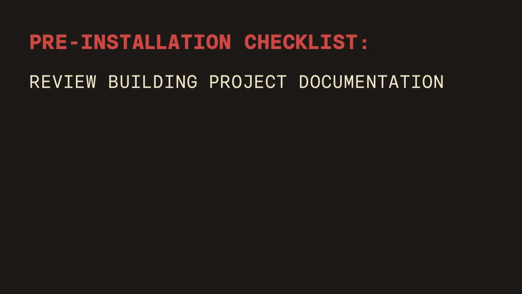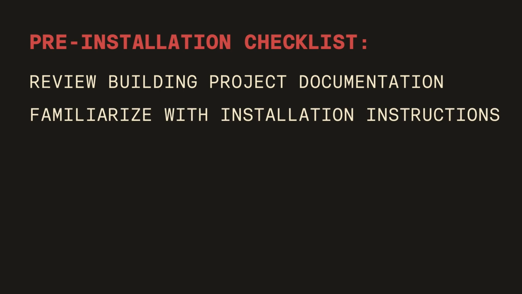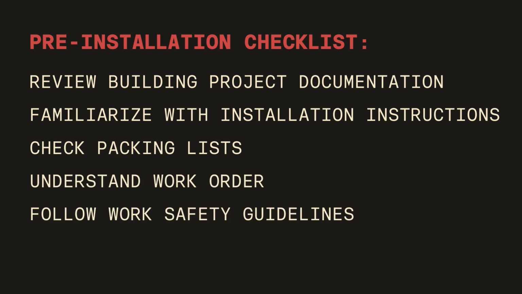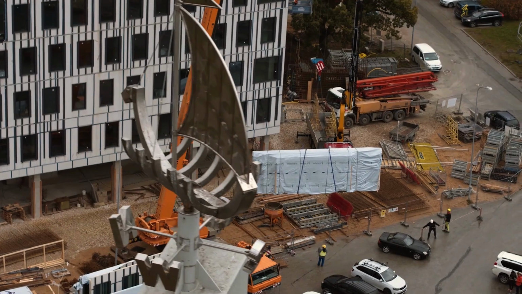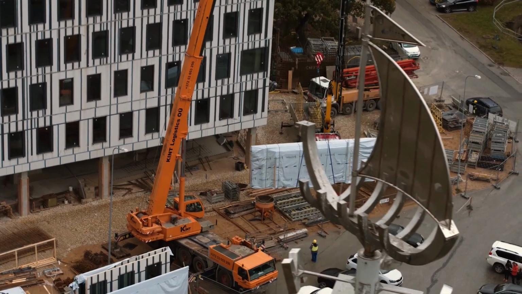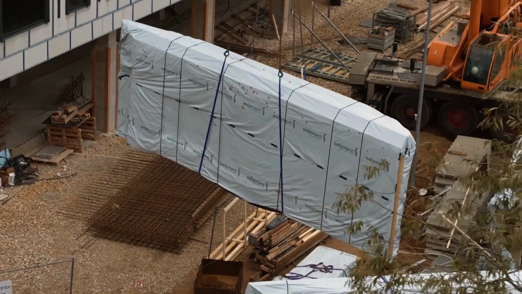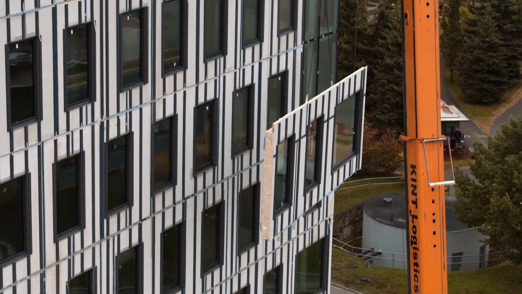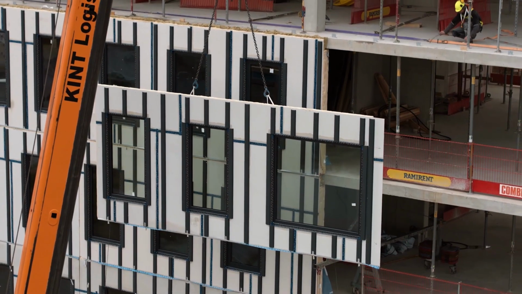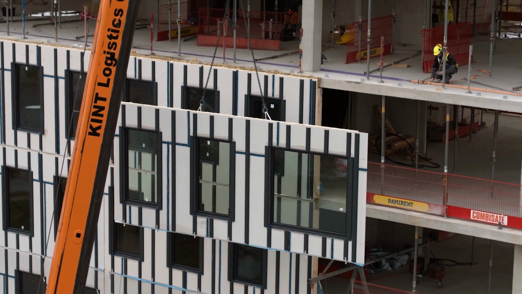Before installation, element installers must familiarize themselves with the building's project documentation, including plans, views, and joints. They must also familiarize themselves with installation instructions, packing lists, work order, work safety, and other important information related to installation work. Before the start of element production, the installation sequence is agreed with the main contractor to synchronize it with other works on the construction site. Accordingly, the elements are distributed on the wooden pallet, taking into account also other nuances regarding installation.